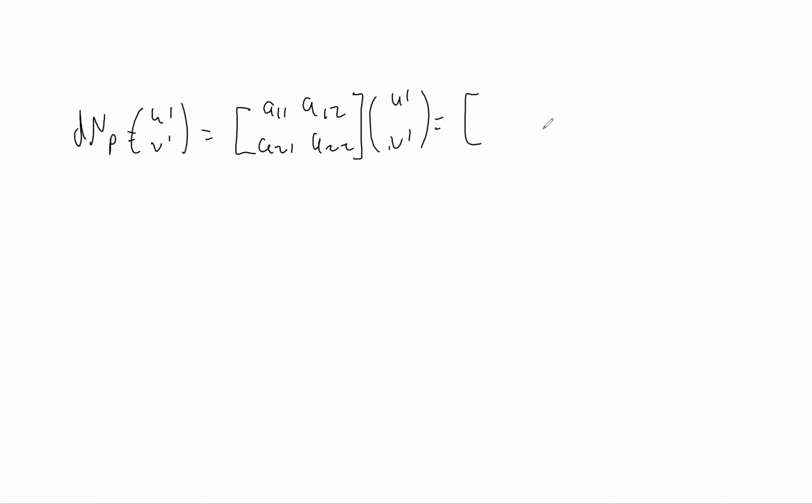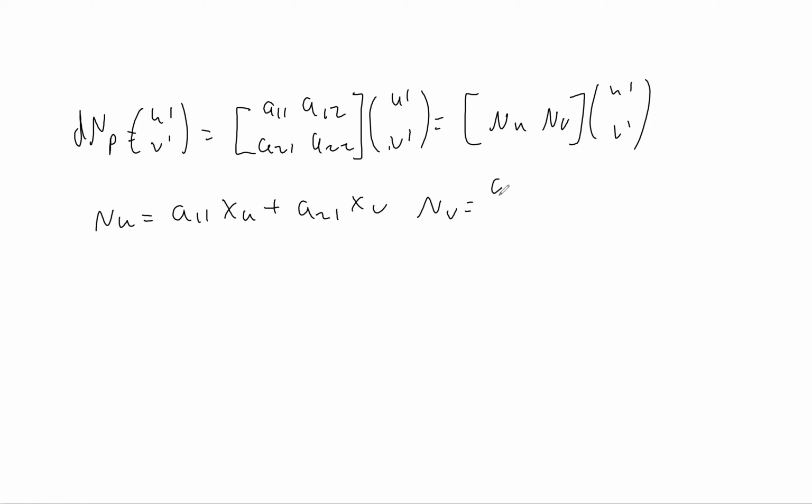So we've computed the first and second fundamental forms. Now we can try to determine the Gaussian and mean curvature using the first and second fundamental forms. The reason we can do this is because dN is a linear operator. So I'm going to write A11, A12, A21, A22. That says nu is equal to a11 xu plus a21 xv, and nv is a12 xu plus a22 xv.